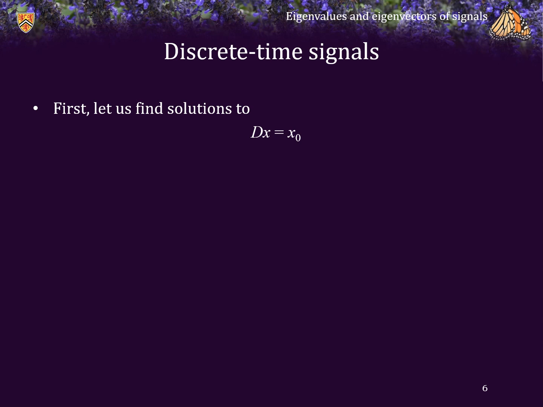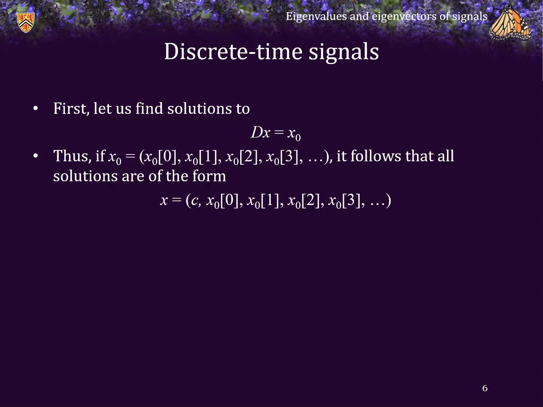First, let us find all solutions to the delay operator applied to an unknown signal x equaling a known signal x naught. Well, if x naught is this known signal shown here, it follows that all solutions to the above equation must be of the form: the first entry is some constant, it can be any constant. The second entry is the first entry of our known signal. The third entry is the second entry of our known signal, and so on and so forth. Here, c is an arbitrary scalar value.